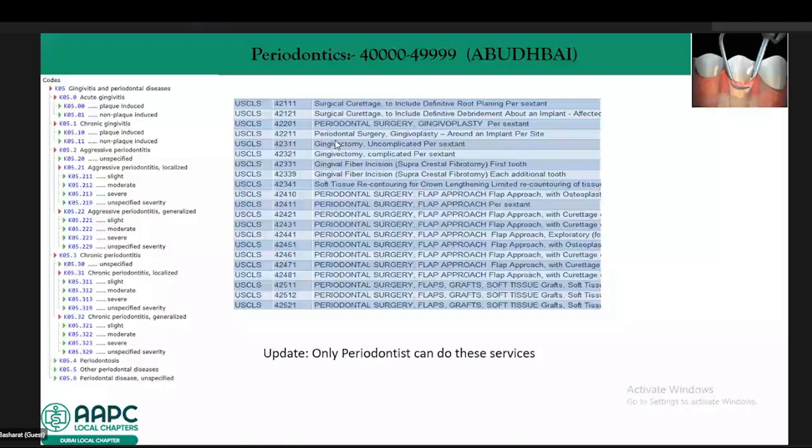So recently there are some updates about this one. Before, a GP could bill gingivectomy. So just make sure you know the updated scope of service. Whether the GP can bill or not, because I think now in Abu Dhabi, only periodontists or specialists can bill these kinds of surgical procedures.